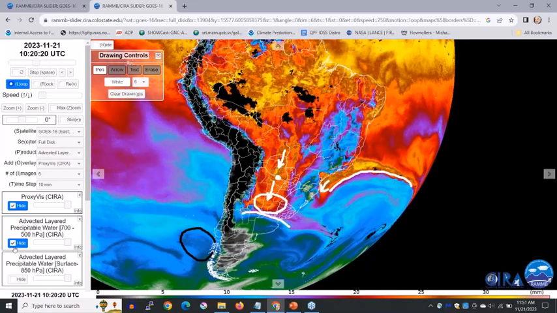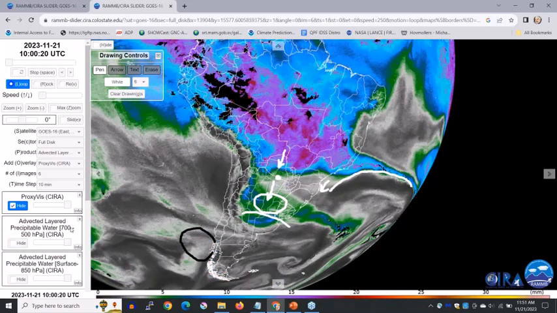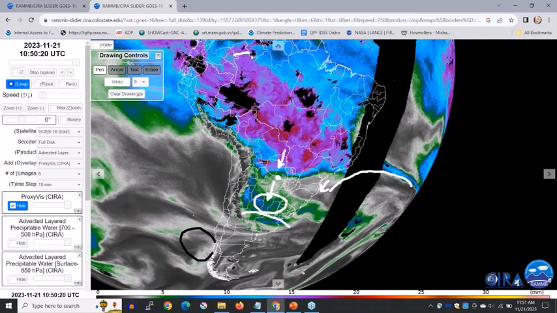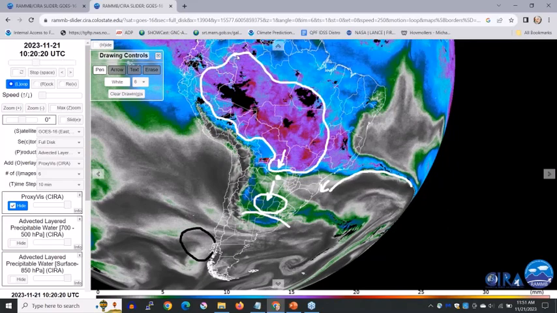Let's look a little bit higher up. This is looking at the 700, 500 layer. So yeah, we can see that the deep layer moisture is clustered mostly in the Amazon basin. Acá en esta capa más bien de la troposfera media, 700 a 500, podemos ver que la capa de humedad de capa profunda más bien se está limitando a la región amazónica.